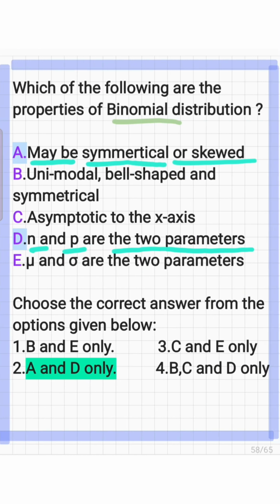So the correct answer is option number 2, that is A and D only. That means the binomial distribution may be symmetrical or skewed, and n and p, that is the number of experiments and the probability of success, are the two parameters of this binomial distribution.